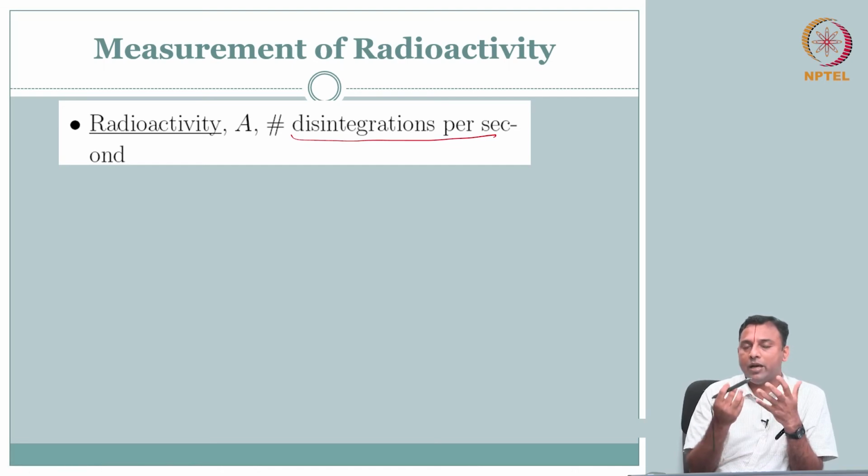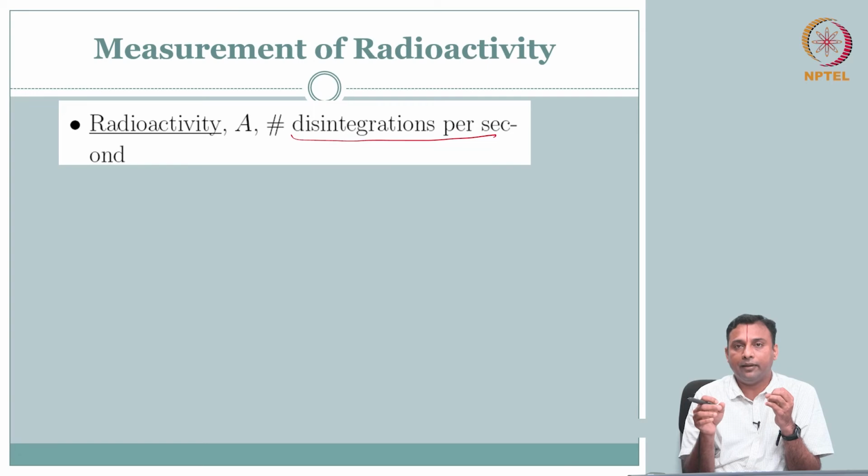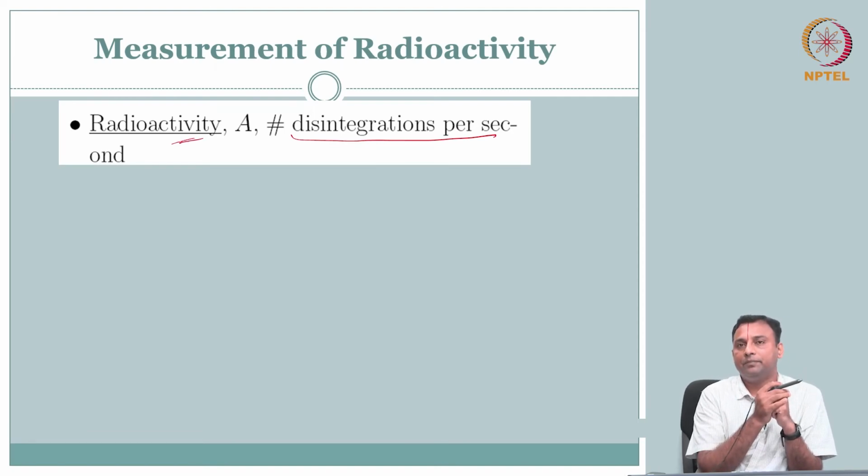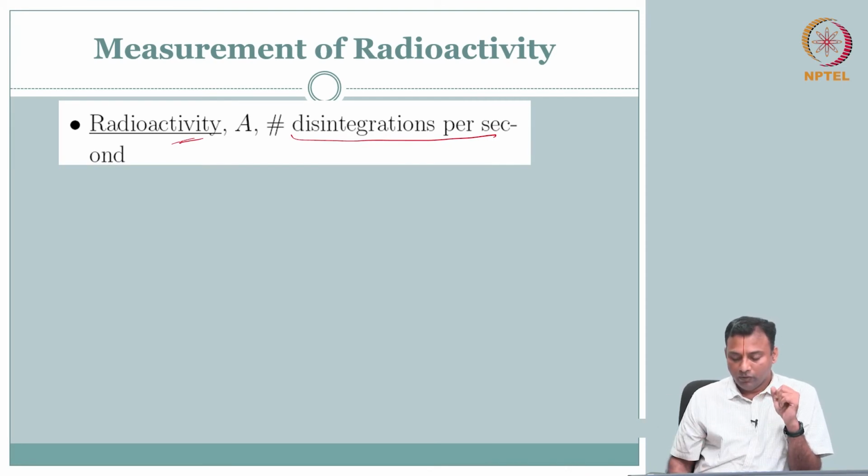So radioactivity, when you say it happens, what is happening? This parent atom is giving a daughter atom, so it is disintegrating. How many disintegrations per second happen? That talks about your radioactivity, how active it is. Number of disintegrations per second. So is there any unit?